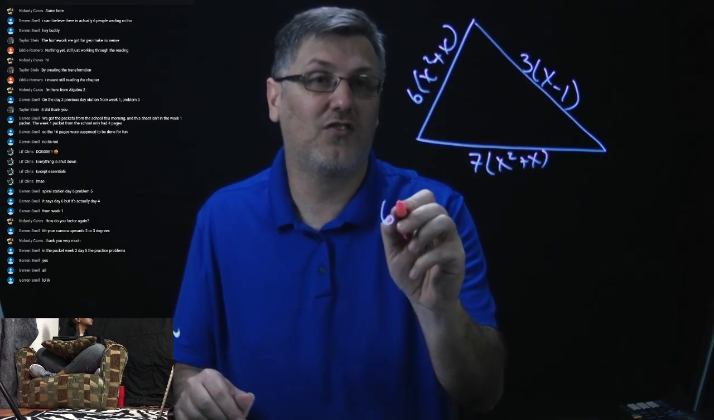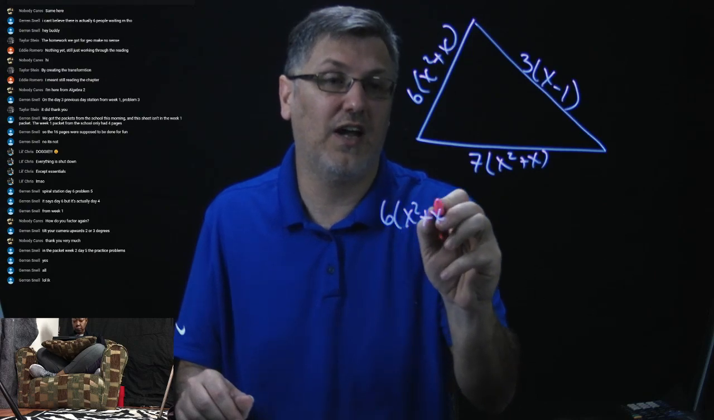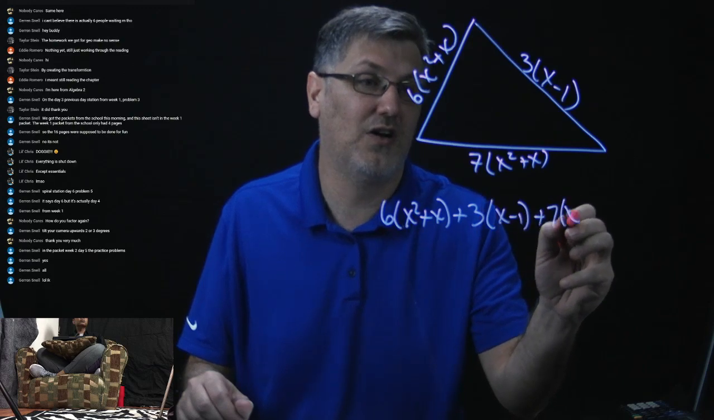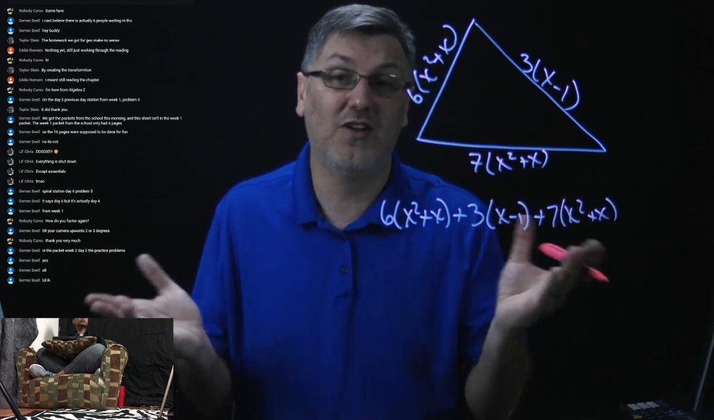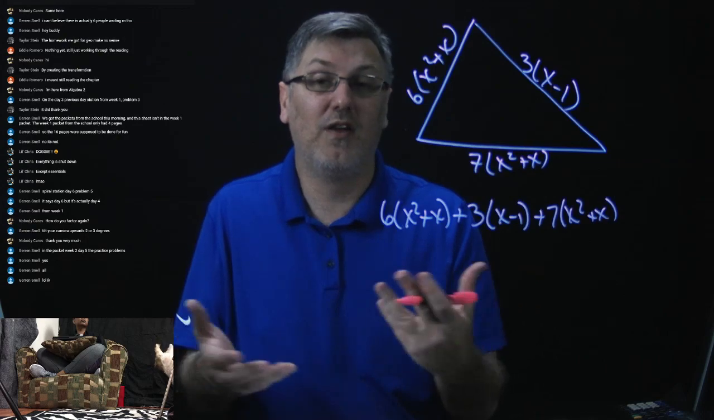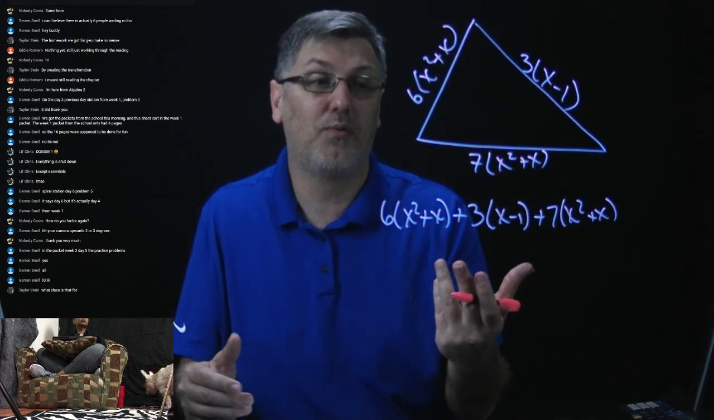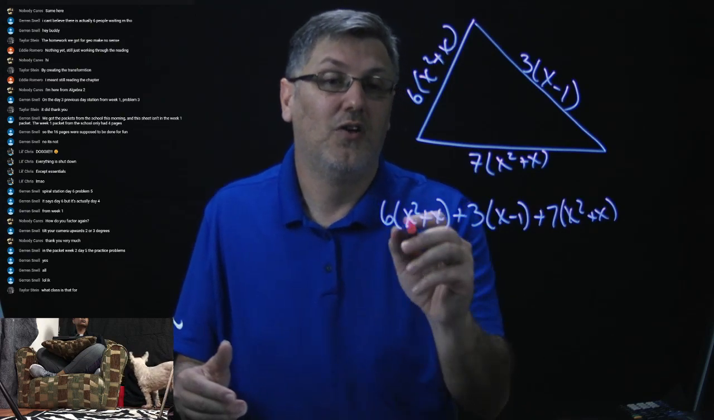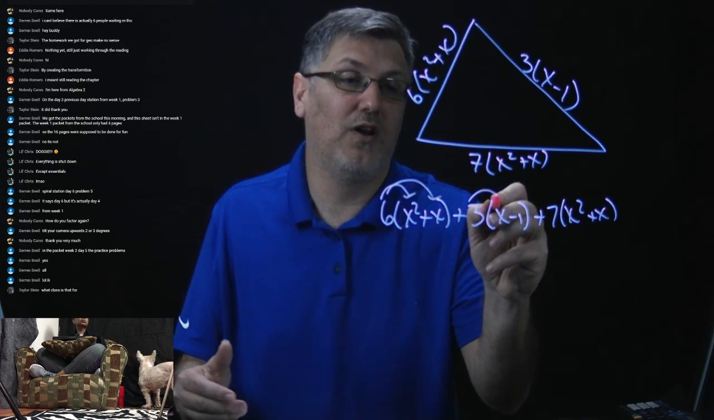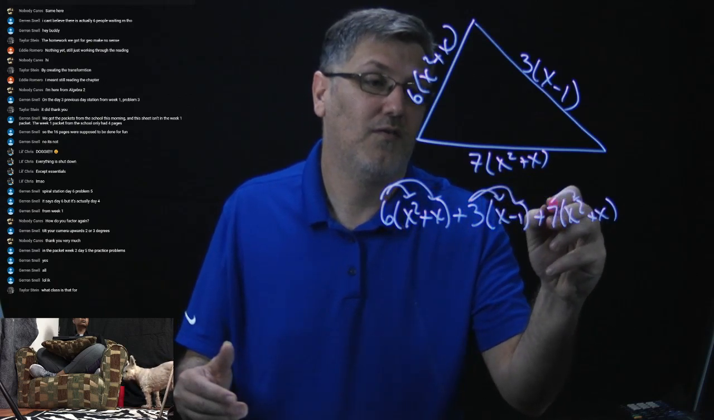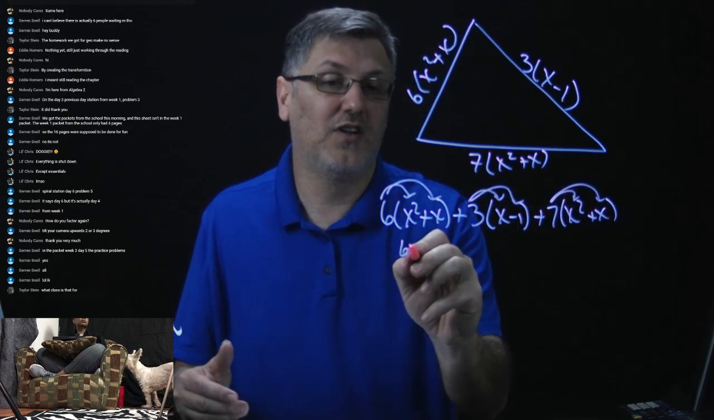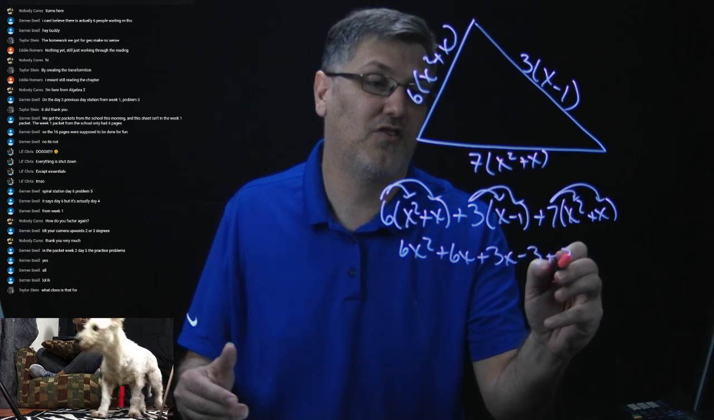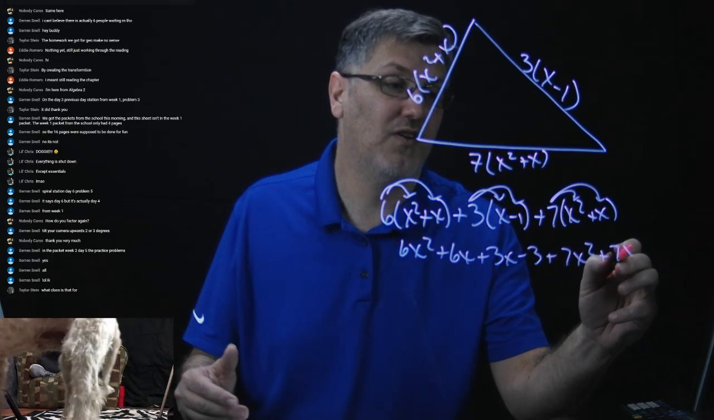So I'm going to do 6 times x squared plus x, plus 3 times x minus 1, plus 7 times x squared plus x. That's all it is to find the perimeter. Then from here, we just clean it up. We're going to do the distributive property and combine like terms. So we do distributive property on each of these: 6x squared plus 6x plus 3x minus 3 plus 7x squared plus 7x.